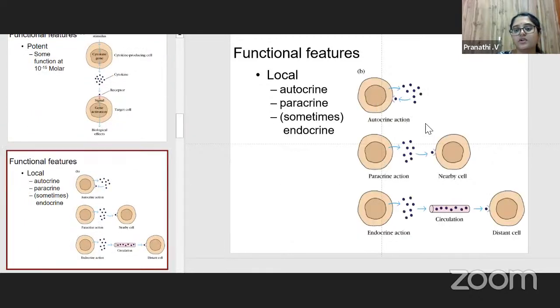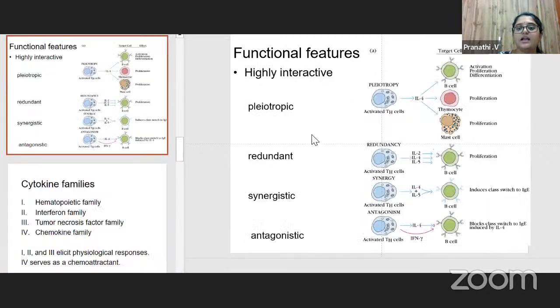So, like I told you, autocrine, paracrine, endocrine functions. Highly interactive, pleiotropic, meaning their target cell can be different. They act on the B cells, thymocytes, and mast cells. So whenever activated T helper cells are there, they release interleukin 4 also. They are redundant, meaning they produce different kinds of cells that help in proliferation of different B cells.